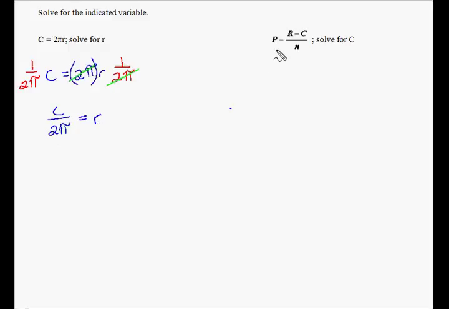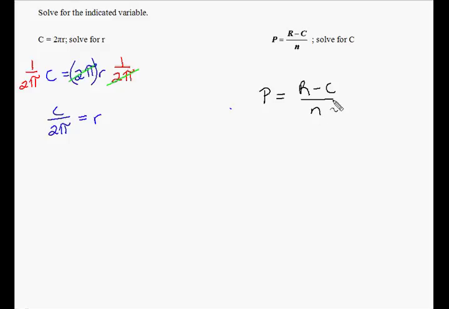Let's look at this next equation. P is equal to r minus c over n, and we're going to solve for c. That means we need to get c alone. There are two things with c, both r and n. We're going to have to get rid of the n first, because it's the furthest thing in the order of operations from c. So I'm going to rewrite the equation so that I can work with this.